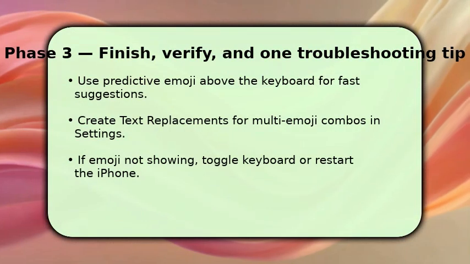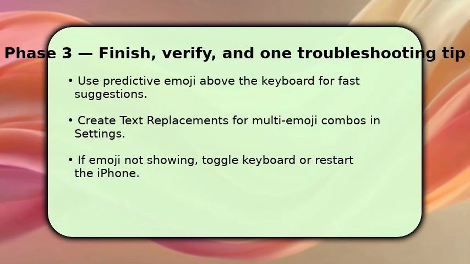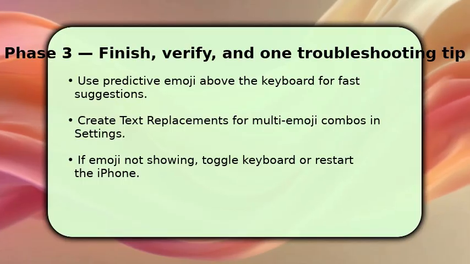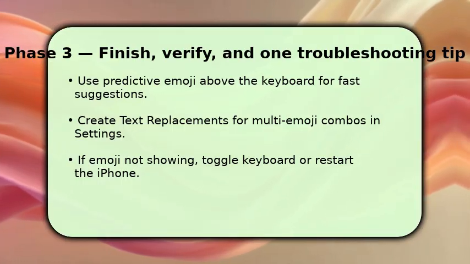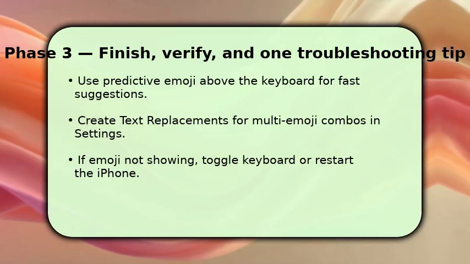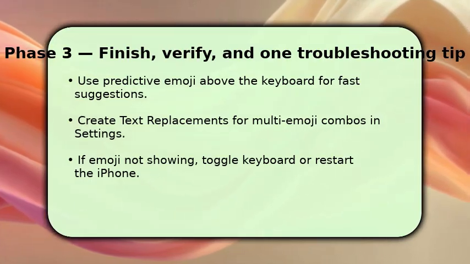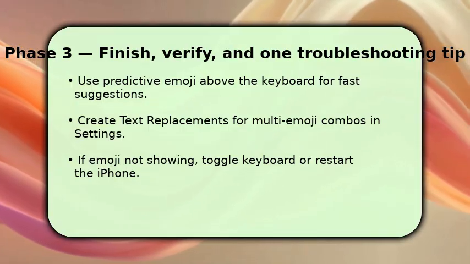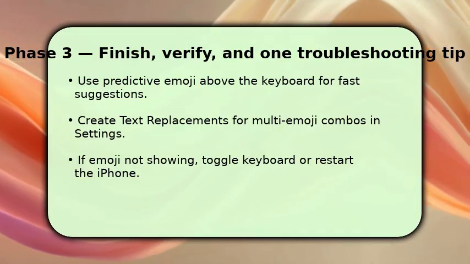To finish, check the predictive bar above the keyboard. iOS often suggests emoji based on your words. Tap a suggestion to replace text quickly. For repeated combos, set a text replacement in Settings, General, Keyboard, Text Replacement. Type a shortcut and insert multiple emoji with one tap.